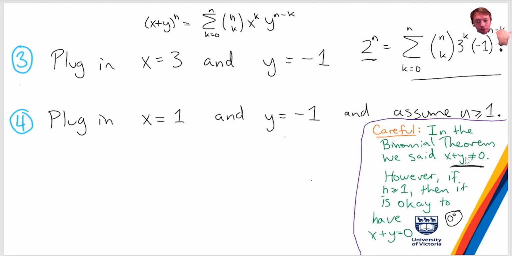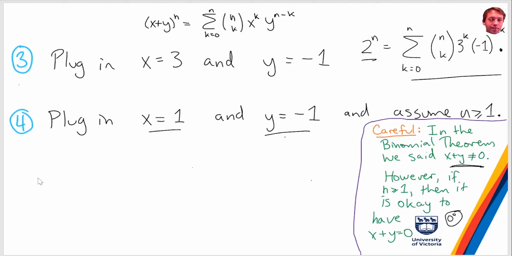It turns out if you think about it, so if you do the same proof, for example, the inductive proof starting with n equals 1 instead of n equals 0, then you can actually deal with the case that x plus y is 0. So it is true, the binomial theorem is true for x plus y equals 0 as long as n is at least 1. So that's something to be aware of because that avoids the 0 to the 0 issue. Okay, so if we plug in x equals 1 and y equals negative 1, and we assume that n is at least 1, we can apply the binomial theorem.